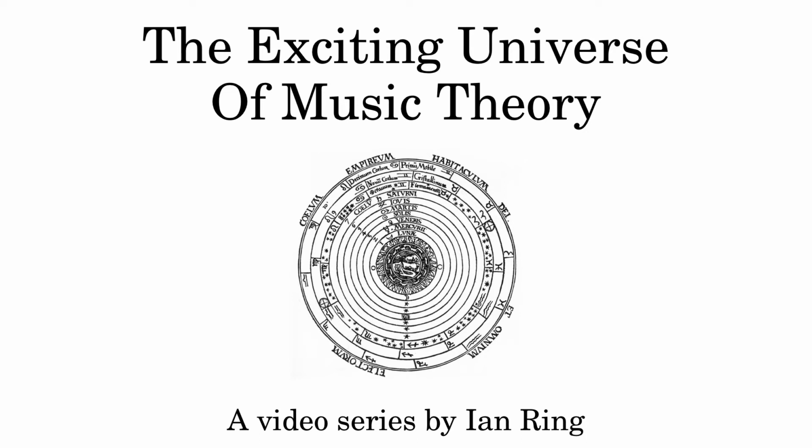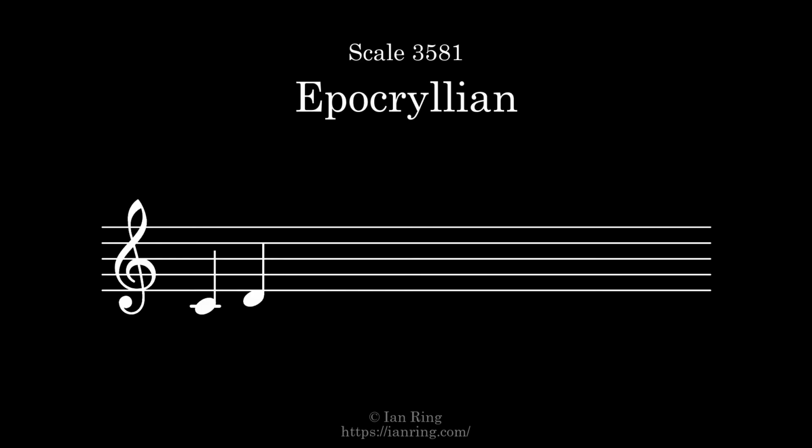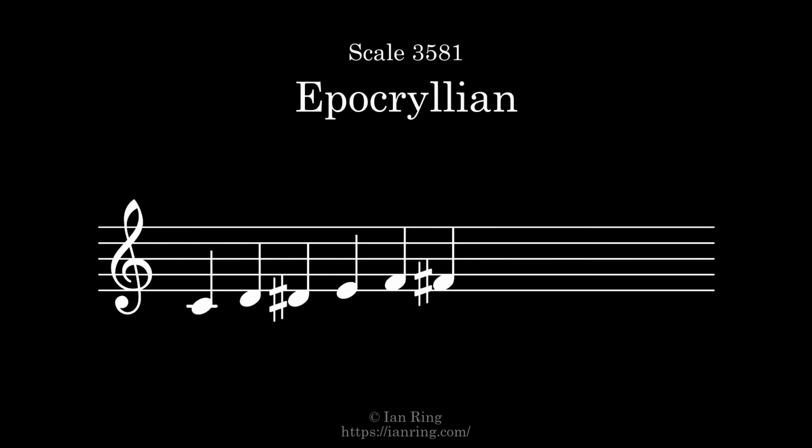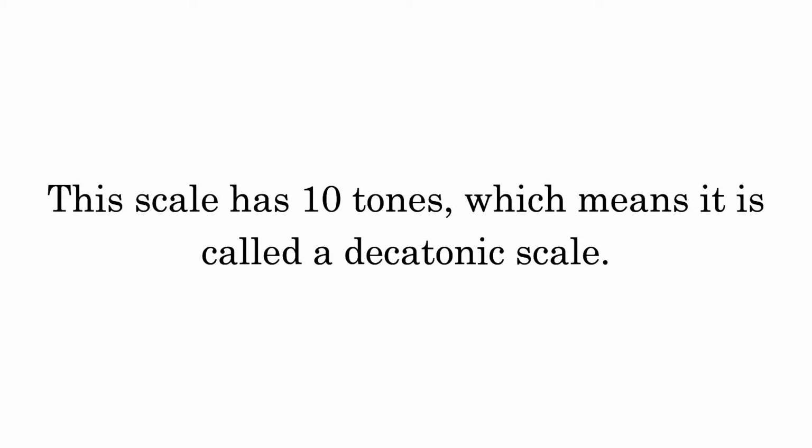Then let's begin. Today we will talk about scale 3581, Epocryllian, which sounds like this. This scale has 10 tones, which means it is called a decatonic scale.